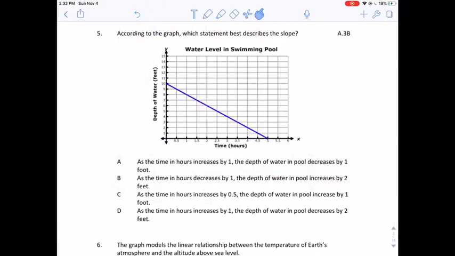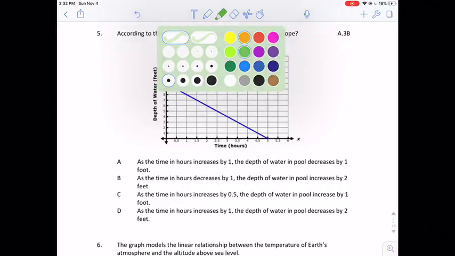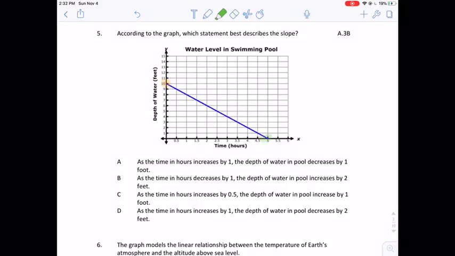Problem number 5. According to the graph, which statement best describes the slope? Okay, my slope is going to be rise over run. Let me see what I have here. I can get 2 good points from here. I'm going to get my first point from here, and then my second good point, I'm going to grab from here.